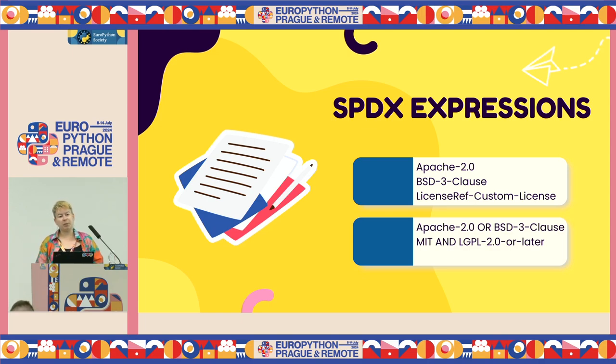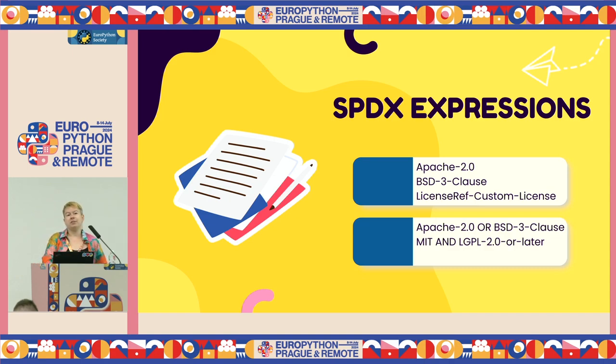SPDX identifiers can be combined into expressions. There is a language for that. There's a syntax for that. That means that you can express that your package has got a dual license or that it has got bundled libraries in it. Also, as the license list can never be complete, the SPDX standard accounts for the fact that some licenses are not on the list and provides you with a syntax to create your own custom identifiers. So with that, hopefully each package can now express the license it is distributed under.